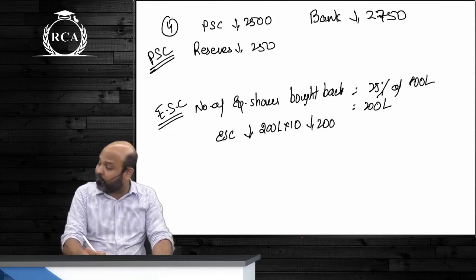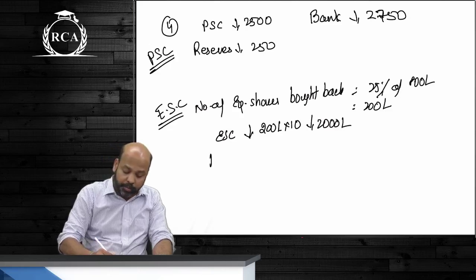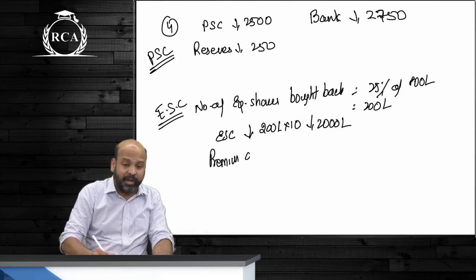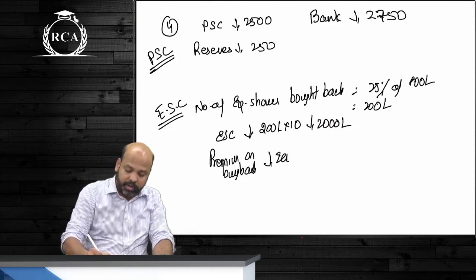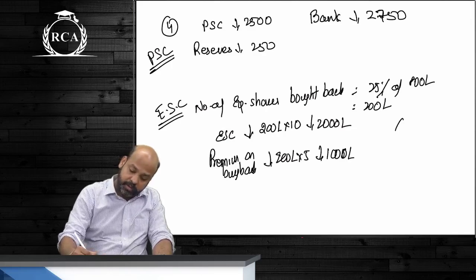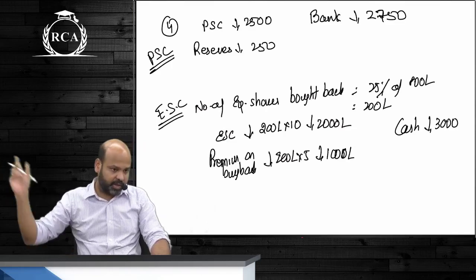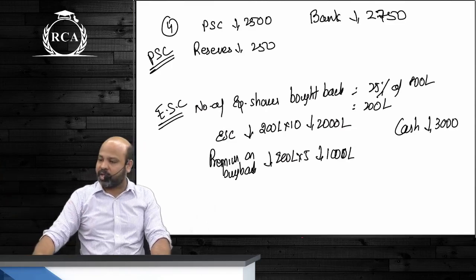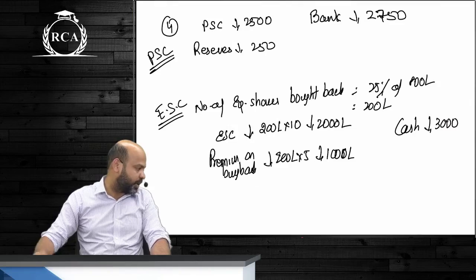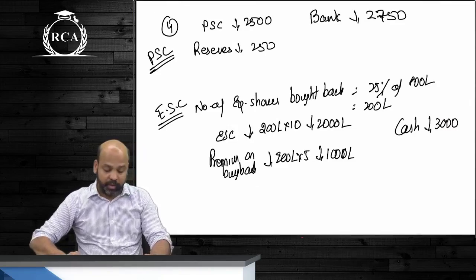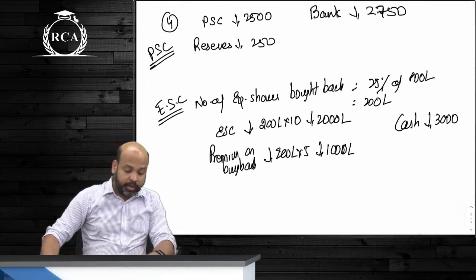We are buying them back at a price of 15. So your premium as such, guys, on buyback, that means our reserves and surplus, beta, are going to reduce by 1000 lakhs. Our cash balance, beta, will reduce by... Did you understand this? I am not writing detailed journal entries, just writing like this. Is this clear, guys? Reserves will reduce by 1000, share capital will reduce by 2000 lakhs, cash balance will reduce by 3000 lakhs. Now, look at the next point.